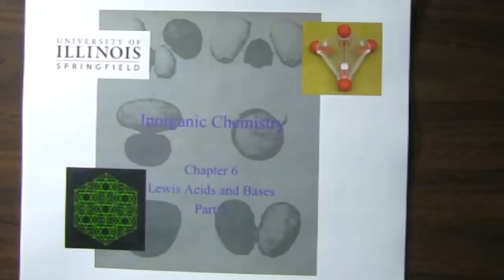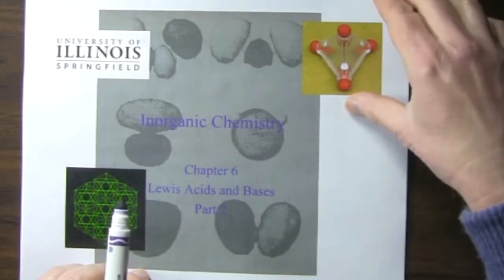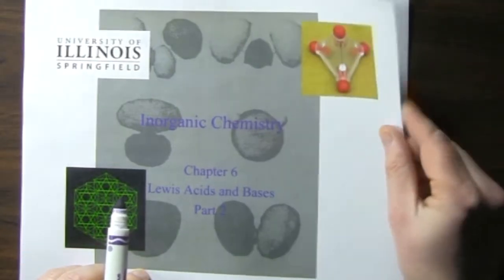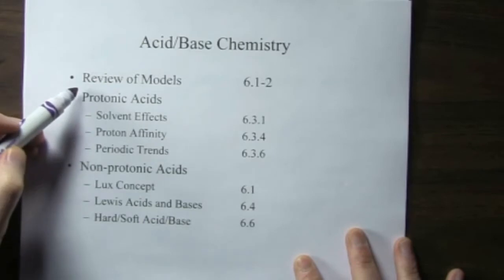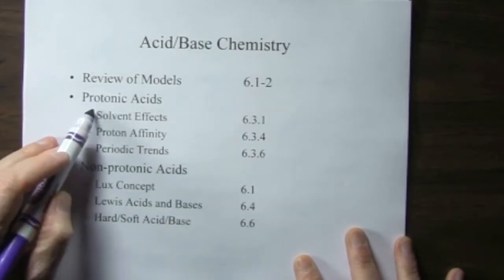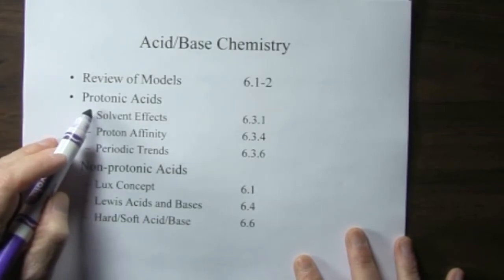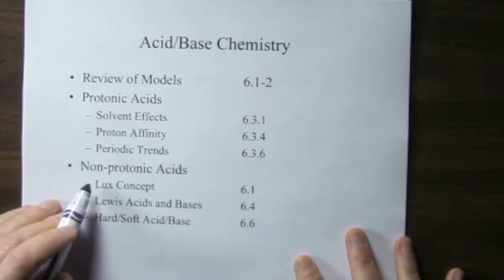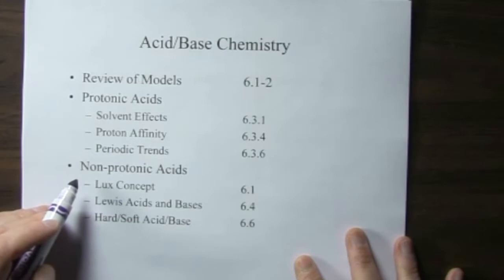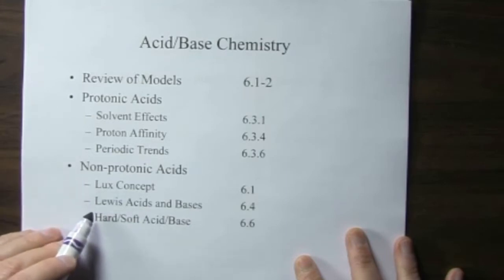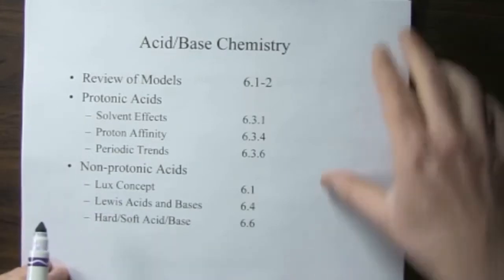Welcome back to Inorganic Chemistry, where we're going to continue our discussion of acids and bases, and in particular we're going to look at Lewis acid or non-aqueous acids and bases. Last time we reviewed different models for acids and bases, and we looked at the properties of protonic acids. Now we're going to look at non-protonic acids, or acids not in, say, aqueous solution, and we'll spend time also looking at Lewis acids and bases.